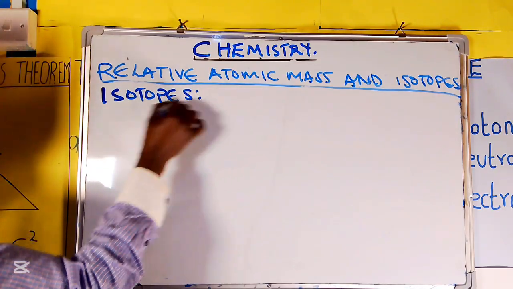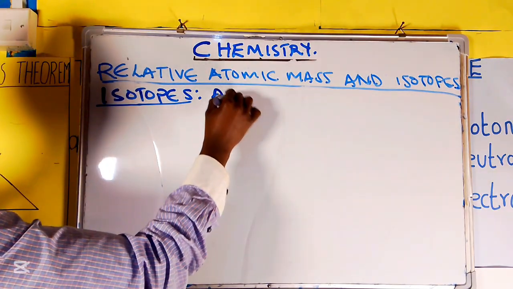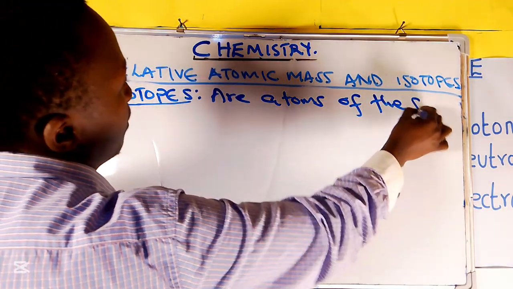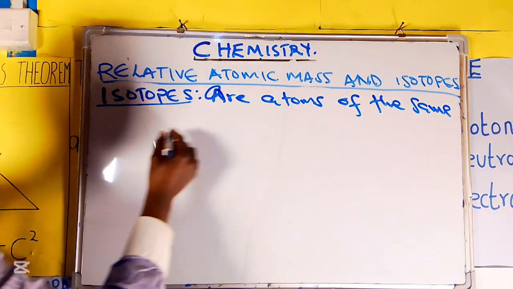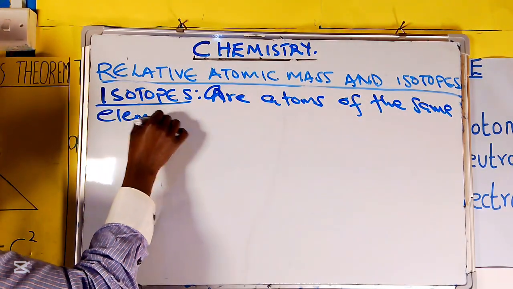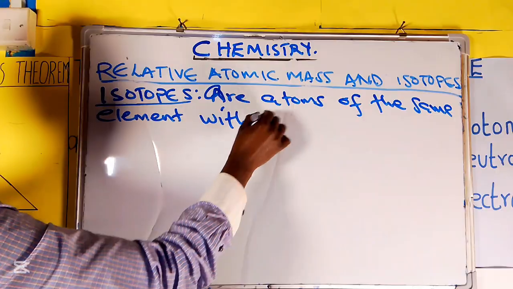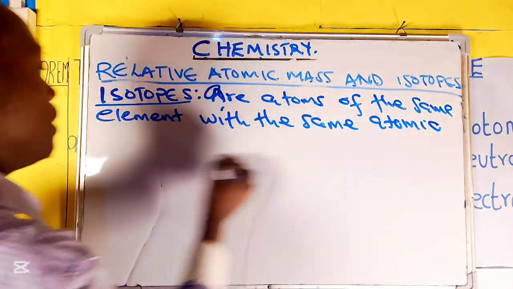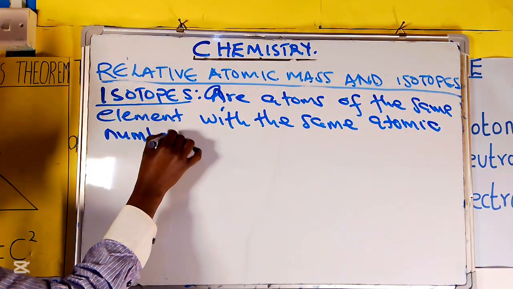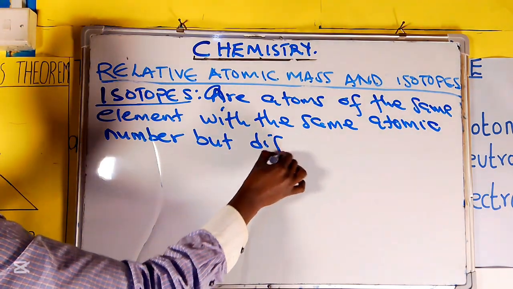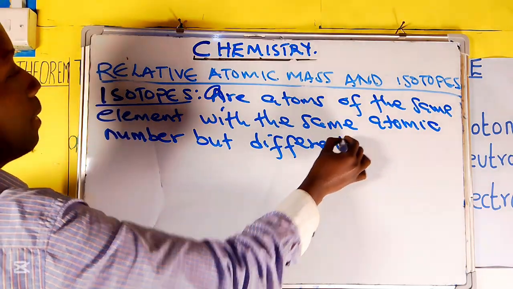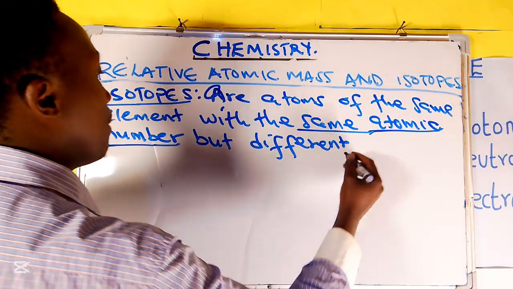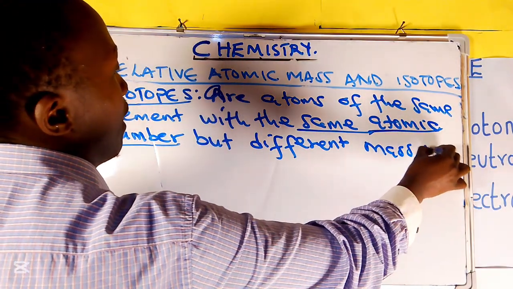What are isotopes? So isotopes are atoms of the same element with the same atomic number, but different mass number. With the same atomic number, underline the word atomic number, same atomic number but different mass number.